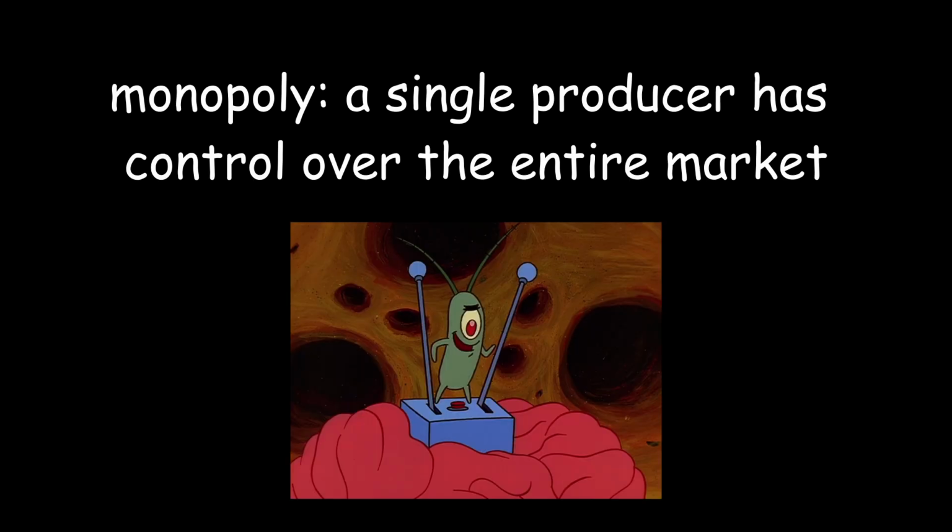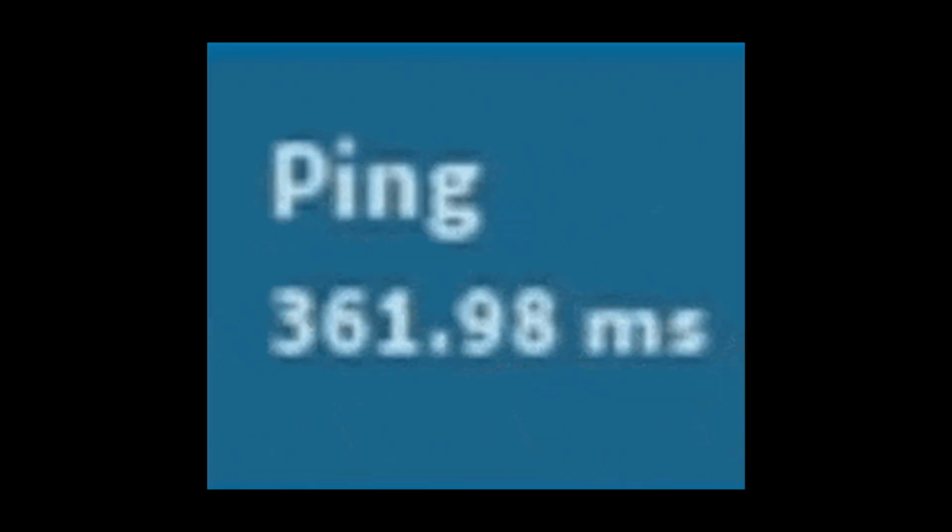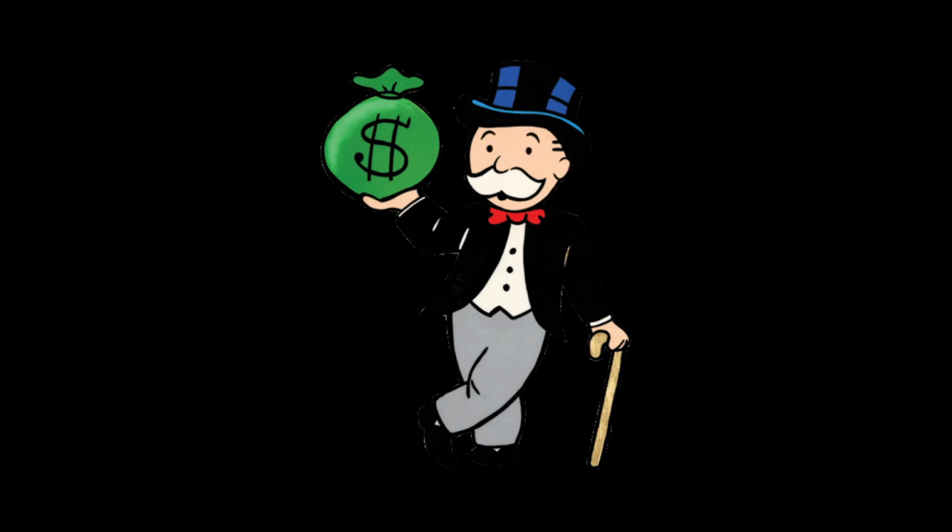A monopoly happens when one company controls the entire market for a product. Think of it like one internet provider in your area. You have no choice but to use them, so they can charge whatever price they want. This is because monopolies have market power. That means they can control prices and limit consumer choice.